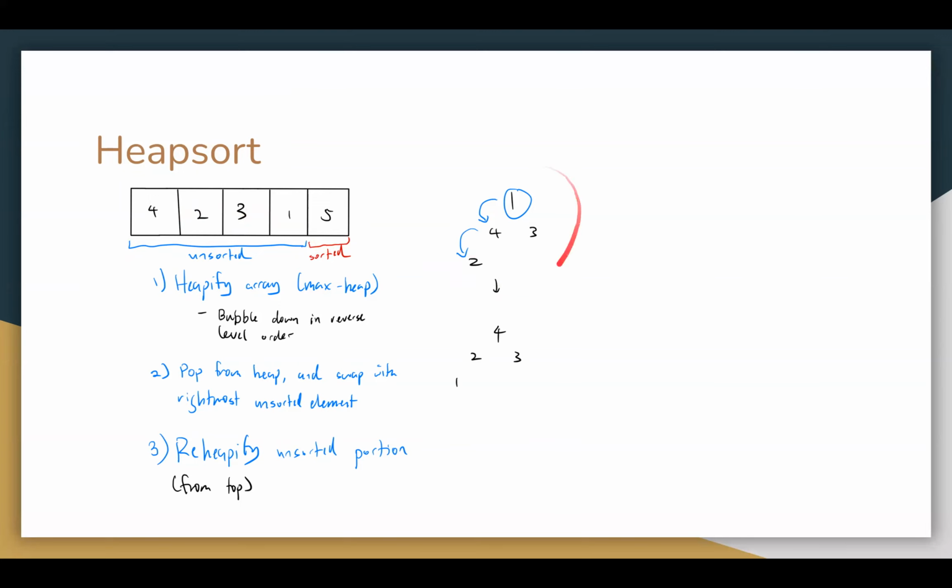So in our tree, 5 is now gone. We have 4, 2, 3, 1. After that, we have to make it into max heap form again. Since 1 is smaller than 4 and 2, we have to move 1 down twice to make it into max heap form here. Then we pop off 4 and move it to the right side of the unsorted array, and repeat the same thing until the array is completely sorted.